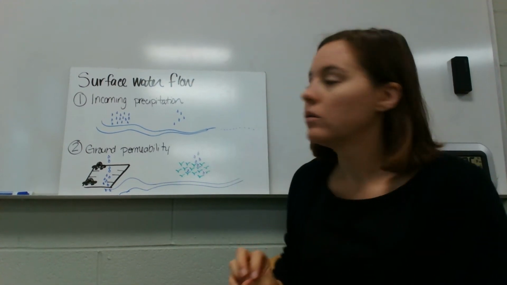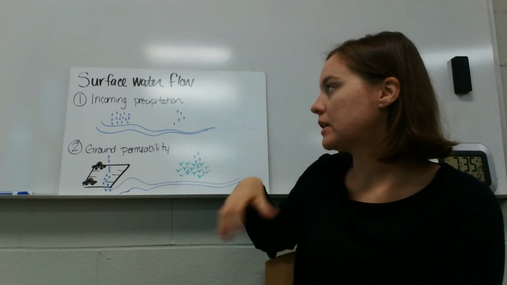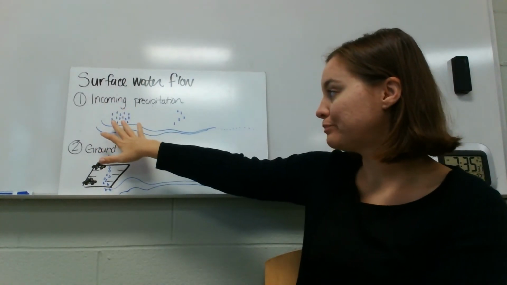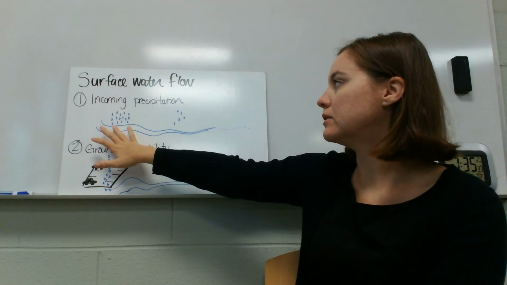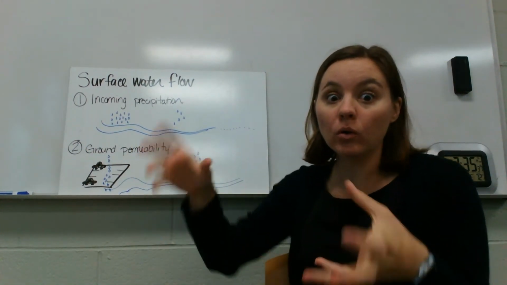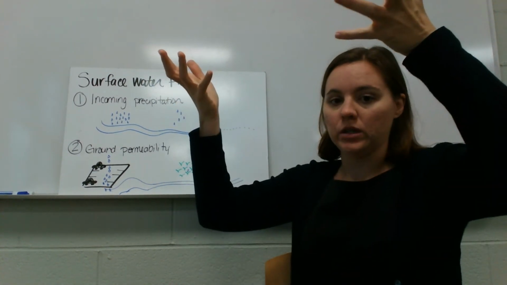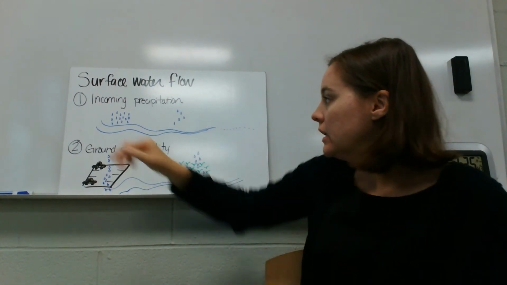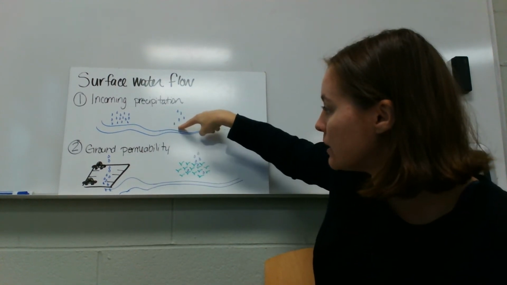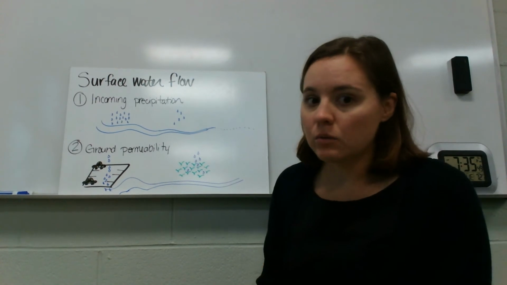All right, so if our incoming precipitation is really, really heavy, that's going to influence the volume of our surface waters. So obviously, if you dump a whole lot of water into a lake or river, the water level is going to rise. You're going to get more volume. If you only dump a little tiny bit of water into it, the water level might not rise so much.